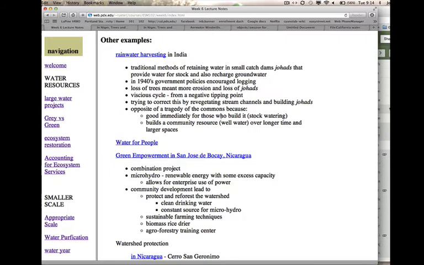But as the trees grew up around the side, there was fish in there. There was a whole bunch of other benefits, and then over time, it built a community resource by recharging the groundwater, by providing fish, and providing these other ecosystem amenities.